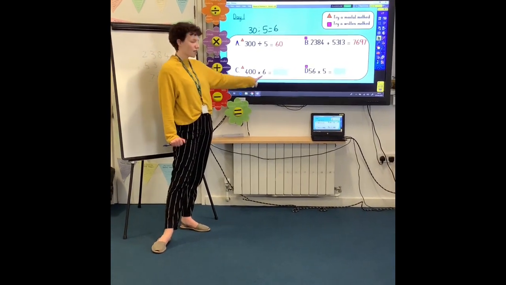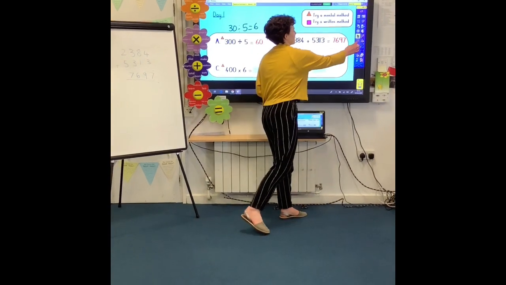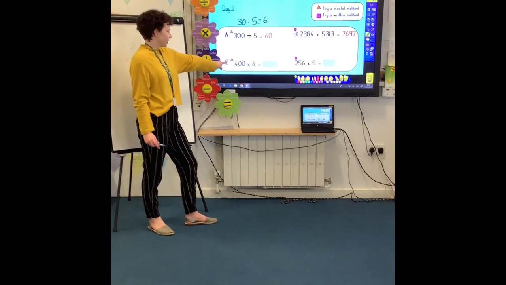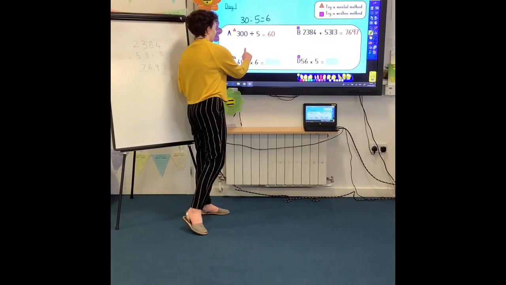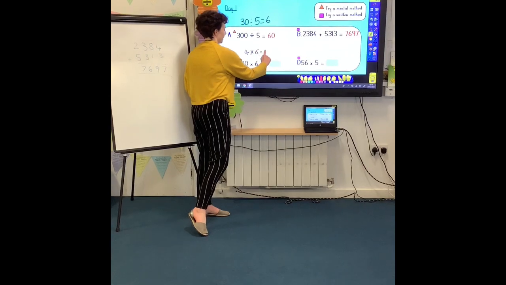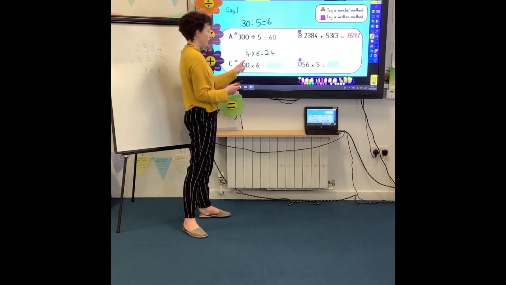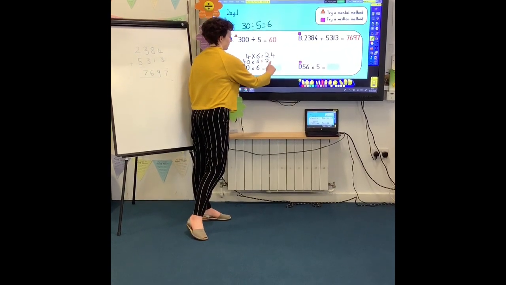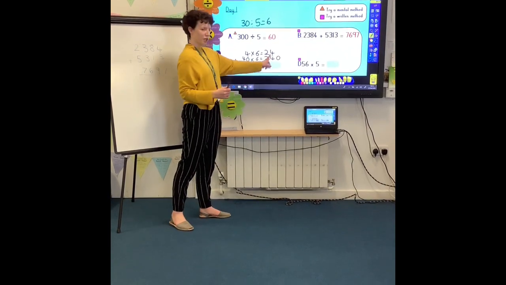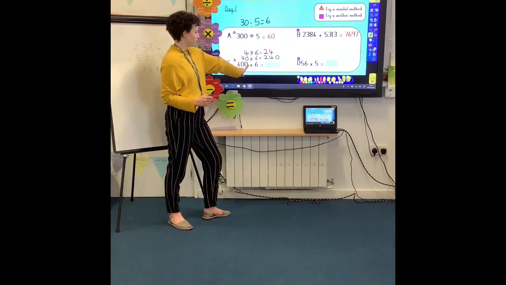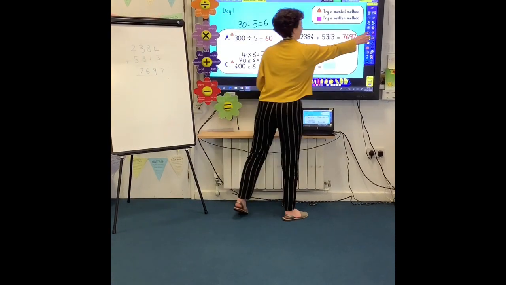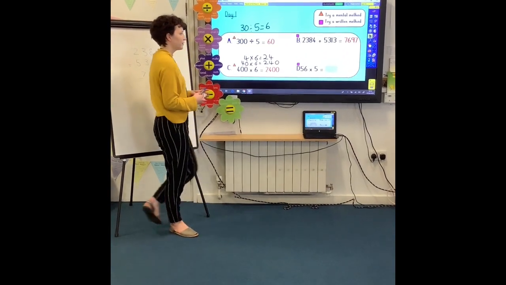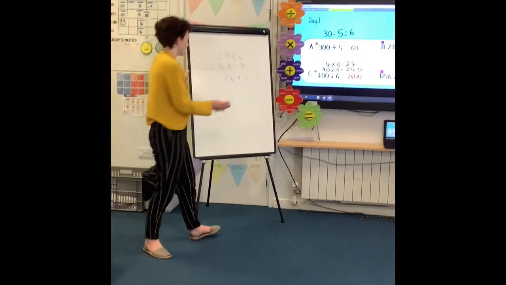So C, again, we'd like to have a go at this mentally. So 400 times 6. Now, just as we did with up here using a division fact that we already knew, again, I'm going to use a multiplication fact that we already know, and that is 4 times 6 is 24. So if I was to make that 10 times bigger, I'd know that 40 times 6 would be 240. Now you might be able to notice a pattern here. So 400 times 6 would be 2,400.